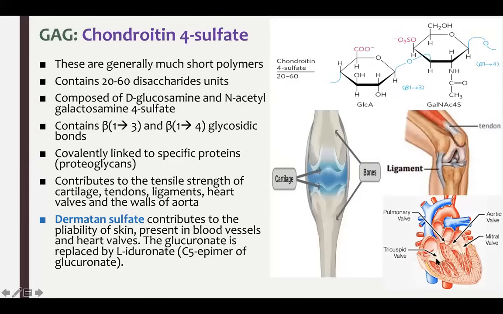So the students of DVM and also biotechnology will learn about these things in more detail in their physiology class. And then there is another compound called dermatan sulfate or dermatan 4-sulfate. They are actually present in the skin, and they are responsible for the pliability or flexibility or elasticity of the skin. They are also present in the blood vessels and heart valves. The glucuronate is replaced by the iduronate here, which is the C5 epimer of glucuronate in the dermatan sulfate.